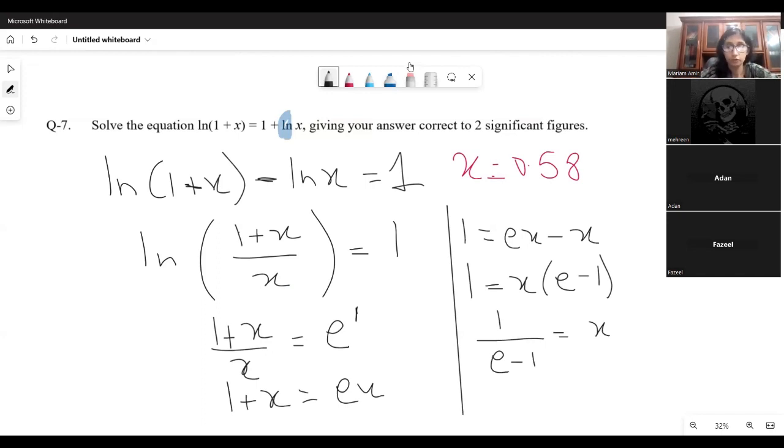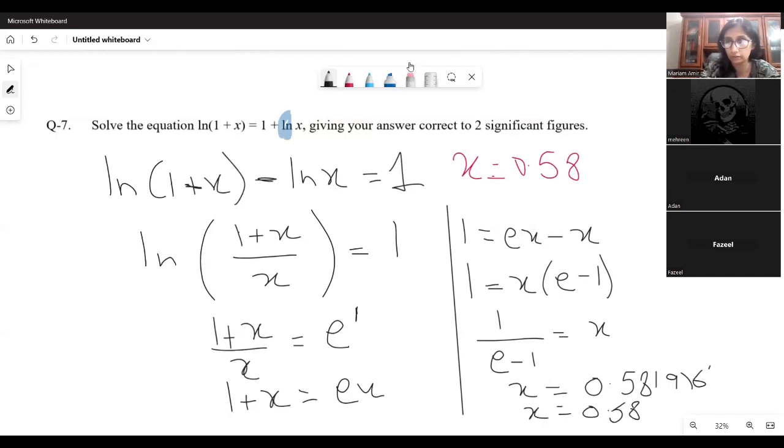The fraction 1 over e minus 1 gives 0.5819, which you first write till at least 4 decimal places, and then you round it off to two significant figures, 0.58. The first answer should be a long answer, 0.581976, and x equals 0.58.